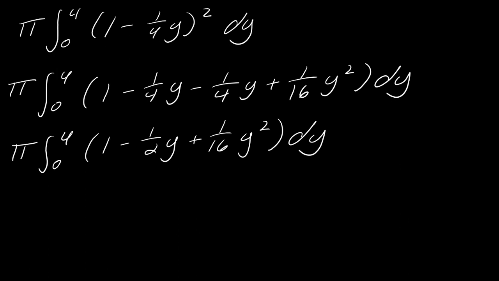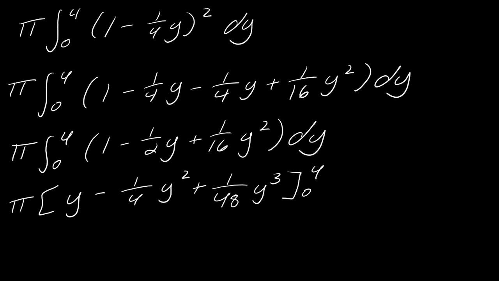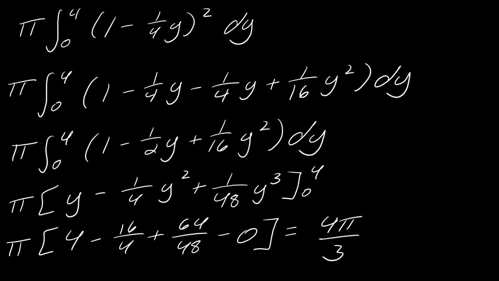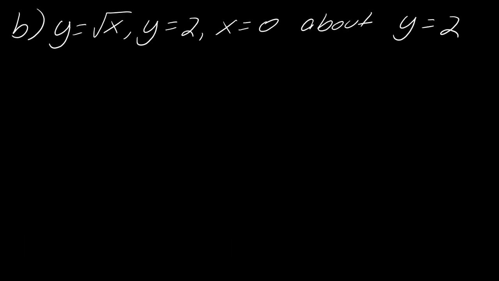And so when I collect my like terms, here's what I want to integrate, right? And okay, so now if I integrate, I'm left with this pi times y minus 1 over 4 y squared plus 1 over 48 y to the third, and then I just need to plug in my limits of integration. So I've got the work there for you. If you want to check your work against mine, you can always pause the video, but that's the integration part of this. Okay, and I have one more example of this.